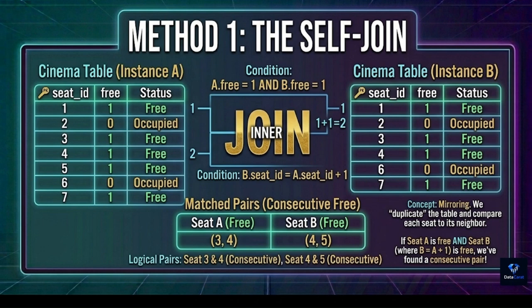The first way to solve this problem is by using a self-join. Imagine you have two identical physical printouts of the same table. You lay them side by side on your desk. You want to see if table A has a free seat, then check if the immediate neighbor in table B is also free. We aren't creating a new table in the database, we are just telling the SQL to treat the same table as two different entities, that is A and B.